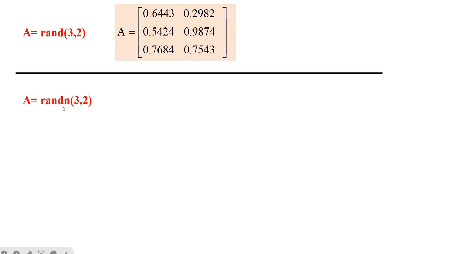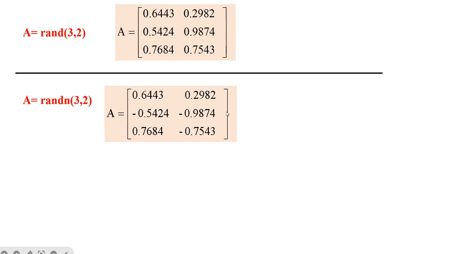Next you have A is equal to random of normal distribution 3 comma 2. So these elements will get. See the difference here. When you are giving just random of 3 comma 2, these are the elements which are been taken, and when you are taking from the normal distribution, these will be the elements. Here you don't have any negative number. Here you will get some negative numbers because these are taken from the normal distribution.